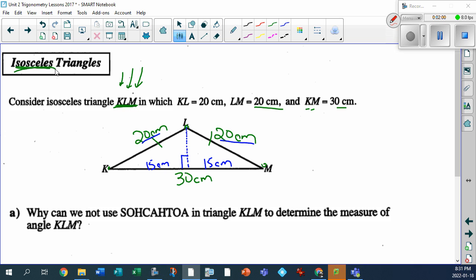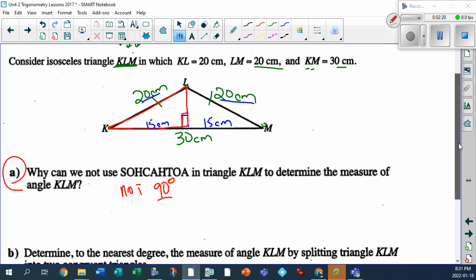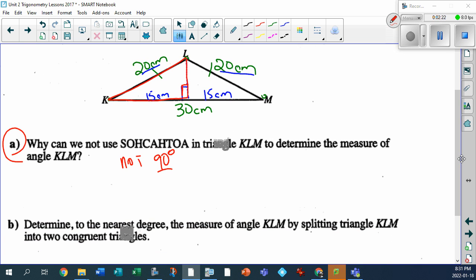So question A says, why can't we use SOHCAHTOA? It's not 90 degrees. There's no right angle. You can't use SOHCAHTOA unless you have a right angle. But the cool thing is you just made a nice, beautiful right angle triangle right there. So guess what it's going to ask you? Well, let's go find out. The question says, determine to the nearest degree, so we're definitely going to round this, the measure of angle KLM.